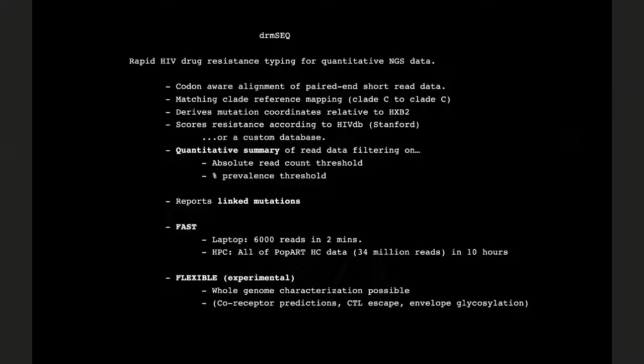Many of the other pipelines that are out there are inferring drug resistance at the consensus level only. Even with NGS data, there are pipelines out there that are looking at the frequency of nucleotides at each site and making inferences of what that means for the quantity of variants circulating within host.